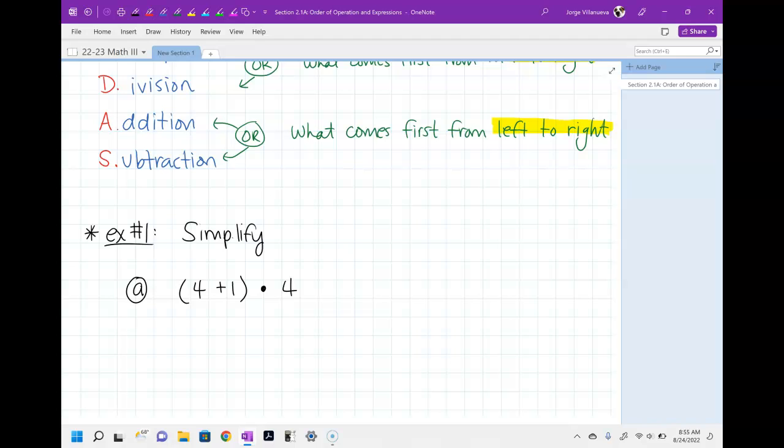The addition? Is that what you're saying? Yeah, okay, thank you. Yeah, the addition. Let's do the parenthesis first, right? So we got to add first. So 4 plus 1, that's going to give me 5 times 4.